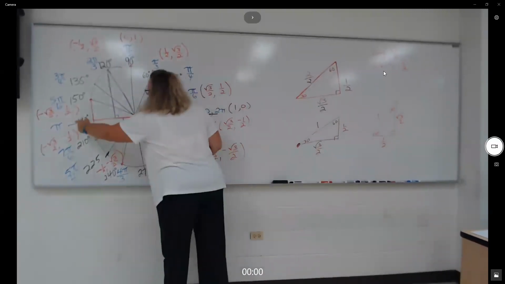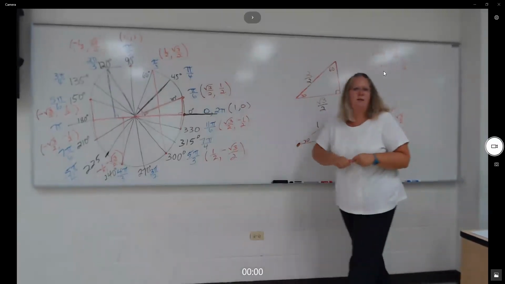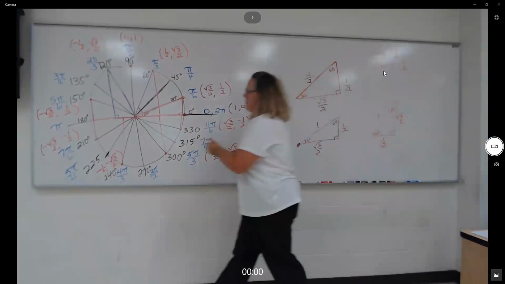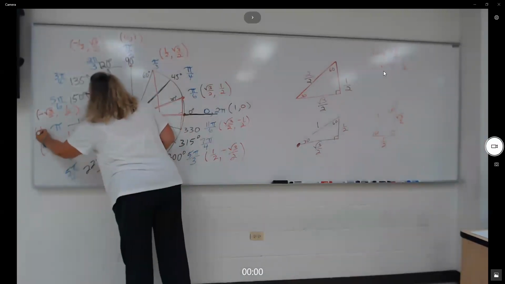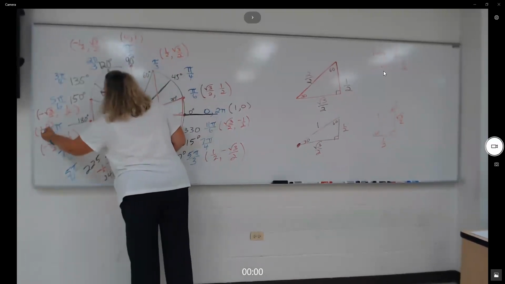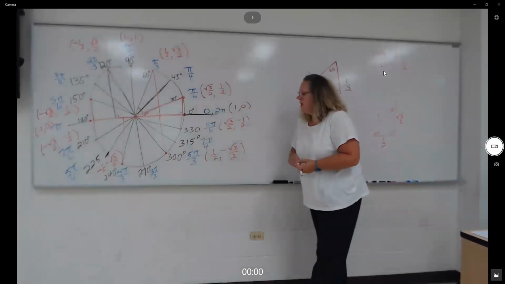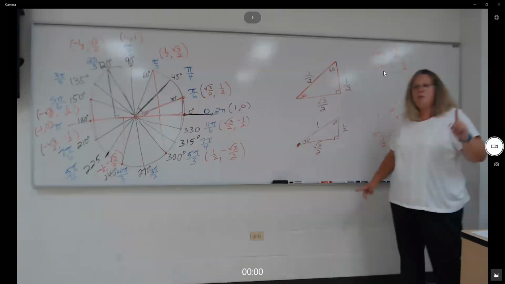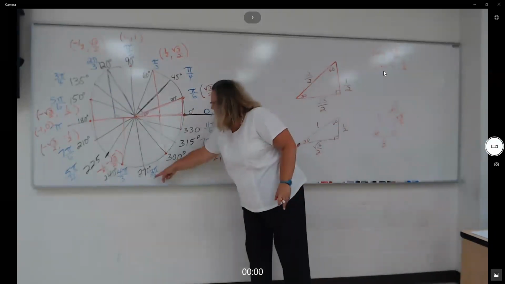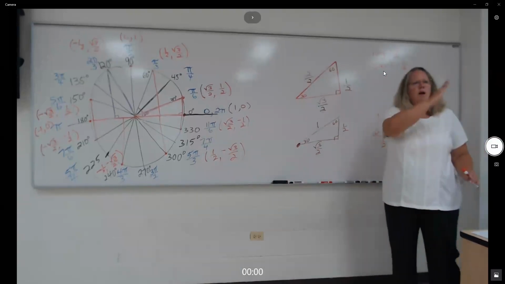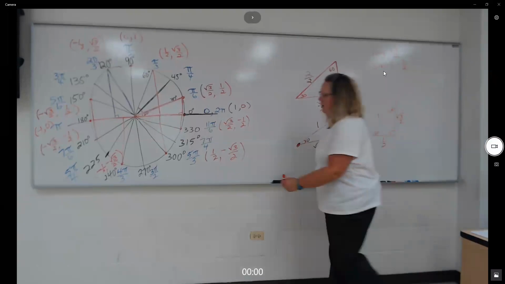How about at pi? Who wants to give me pi? Yep, so we went to the left, so she said it's got to be -1, and then I didn't go up or down, I literally went to the left. So (-1, 0). All right, how about 3 pi over 2? Make sure you change that one, 3 pi over 2. That is (0, -1).